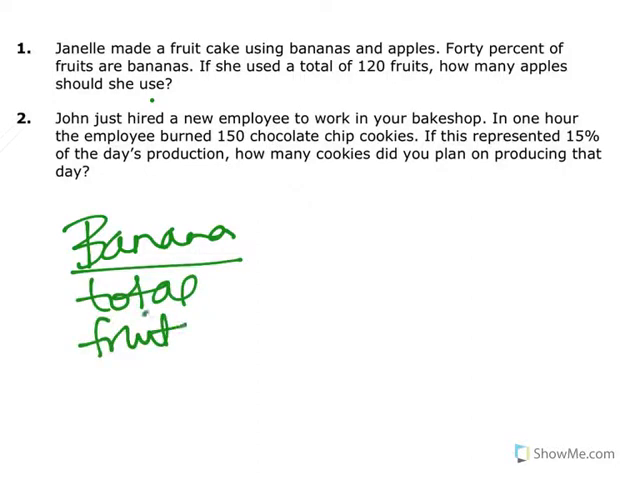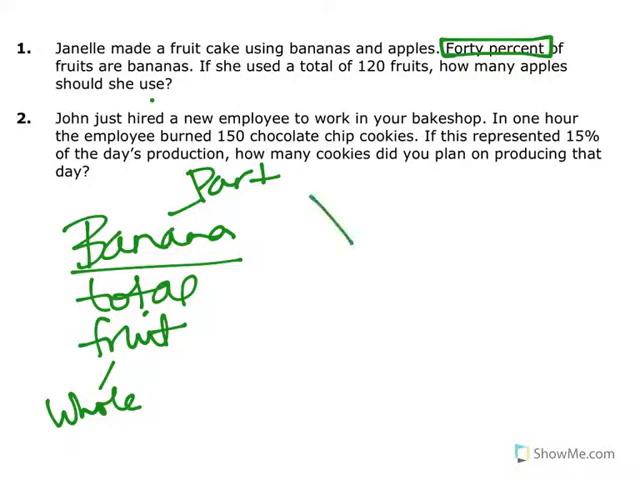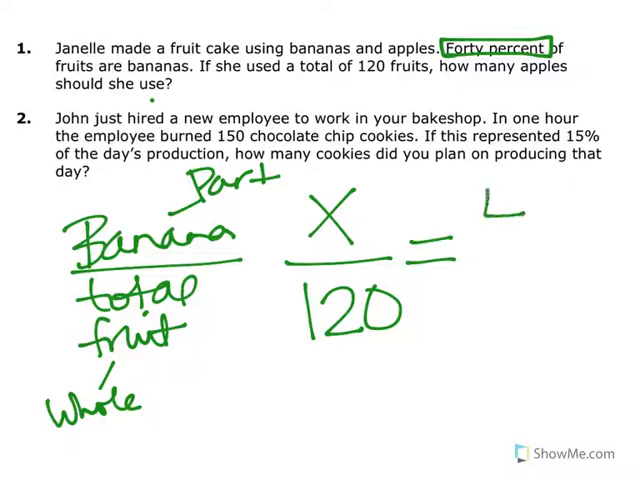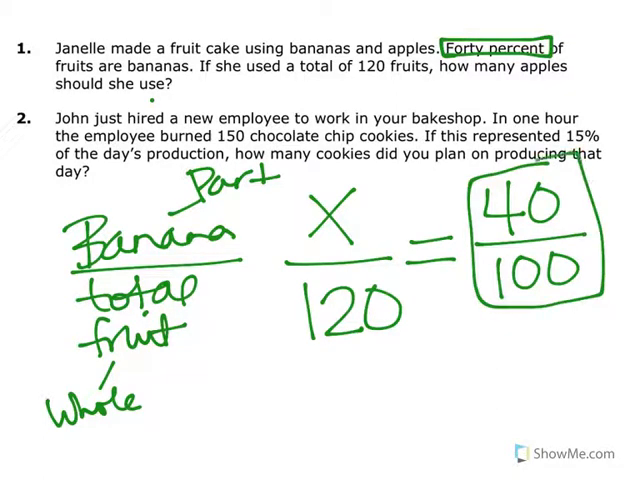All right, so remember the bananas is a part and the total fruit is our whole. And then we're going to write our percent proportion because we have our percents as well. So bananas, we don't know yet, but we're going to find out. But we know that there's 120 total fruits. We know that that's 40%, and we put 40 over 100 because this means out of 100. 40% is 40 out of 100.